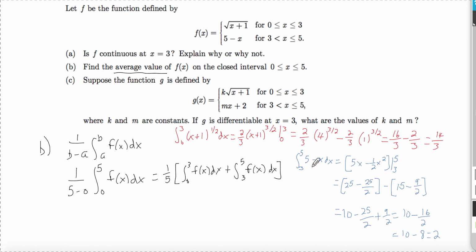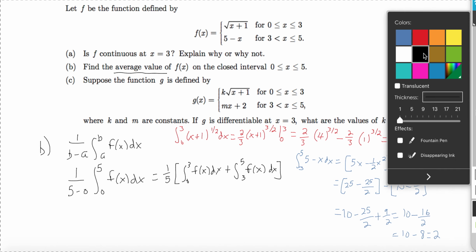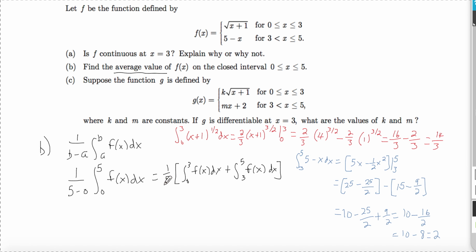Again, you don't actually have to simplify all this stuff down. You could have used what we're about to do. This 2/3 4 to the 3 halves minus 2/3 1 to the 3 halves, and then this whole expression down here, and just plugged it in over here. That would have been fine. In fact, that's probably what I would recommend doing to avoid any problems.